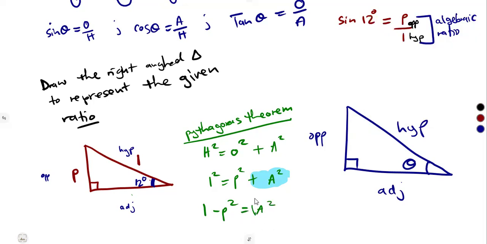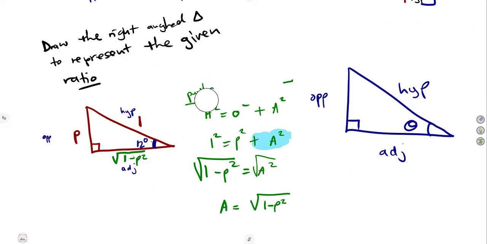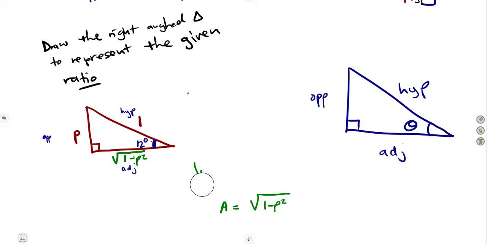What about A squared? Introduce the square root to remove the square. This one is an expression. You can't determine the square root of an expression, so leave it like that. So A is equal to the square root of 1 minus P squared, which is our adjacent this side. So it will be 1 minus P squared. That's how you can fill in your triangle, guys. From Pythagoras, you can fill in your triangle.